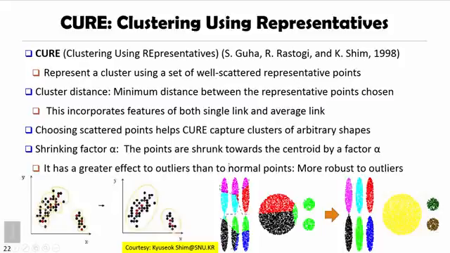Once shrunk, it has a greater effect on outliers than on the normal points. Because even if you find an outlier that is pretty far away and you take it as a representative point, because it's far away from the center, with this factor alpha, it will shrink dramatically towards the center. That's why the outlier effect will be minimized. So you can see with this transformation, it improves the efficiency and moreover improves the effectiveness.